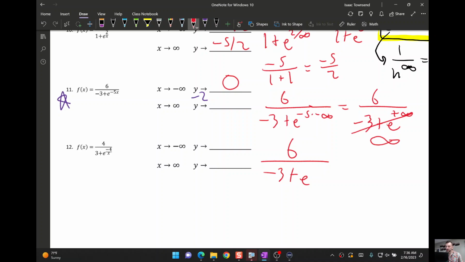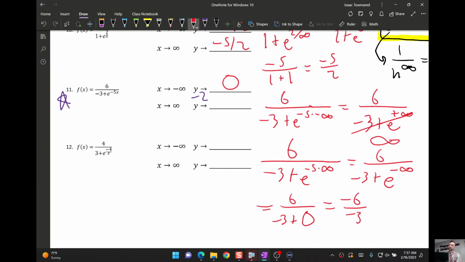Okay, and then really the other part's just one different step in here. So if you plugged in positive infinity, a negative times a positive would be negative. 5 times a number that goes to infinity would go to infinity. And this is one that I suggested that you memorize. If you have a number and the exponent goes to negative infinity, all of this goes to 0. So your whole denominator goes to negative 3. So your whole fraction goes to negative 2.